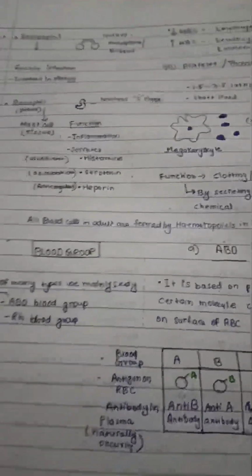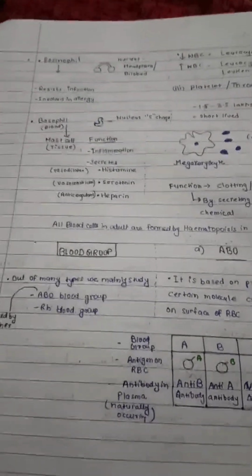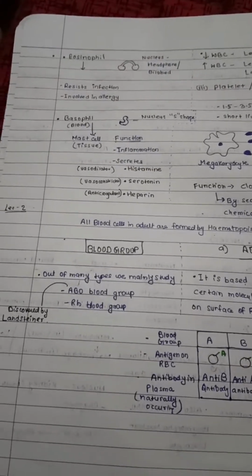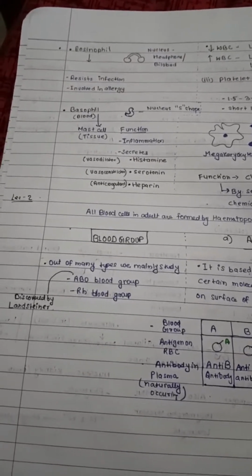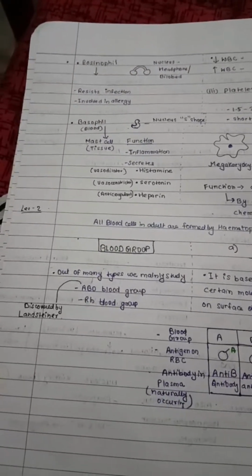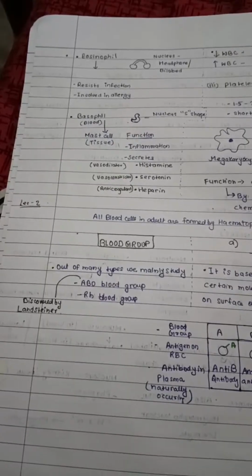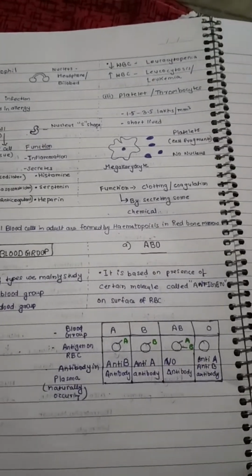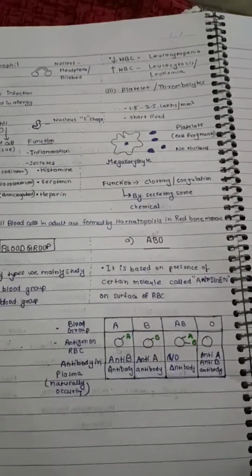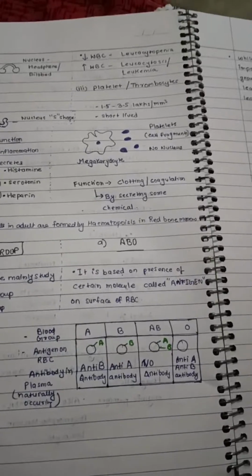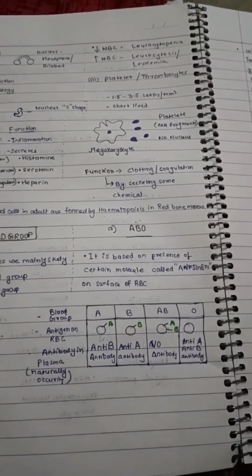Now let's learn about blood groups. Out of many types, we mainly study the ABO blood group and the Rh blood group. The ABO blood group was discovered by Karl Landsteiner. It is based on the presence of certain molecules called antigens on the surface of RBC.